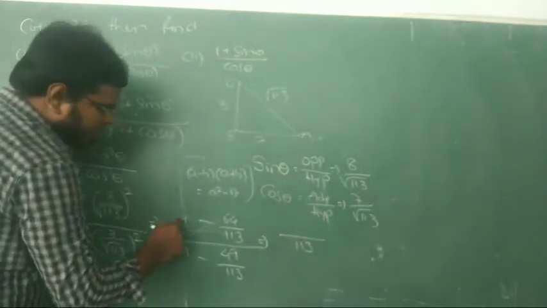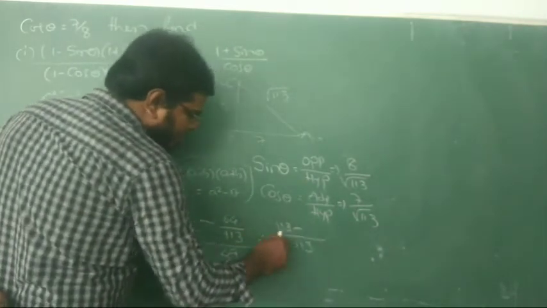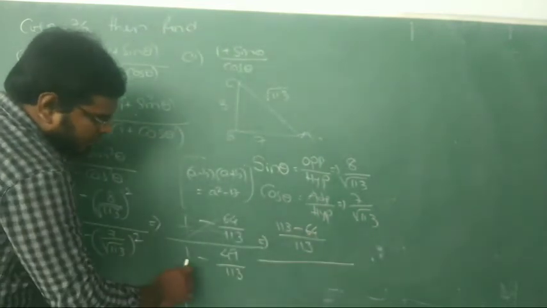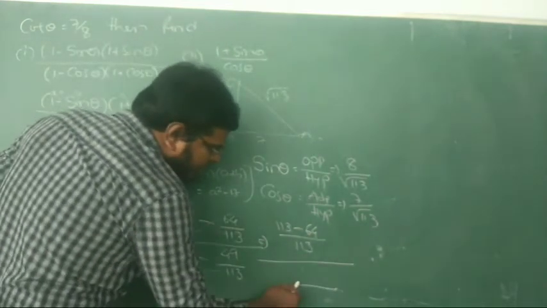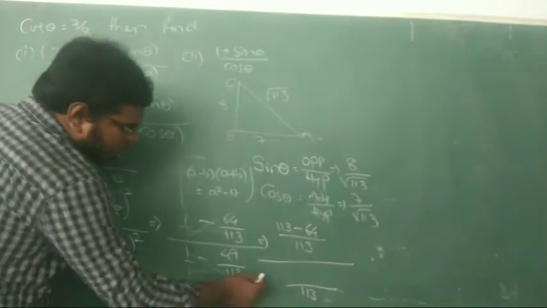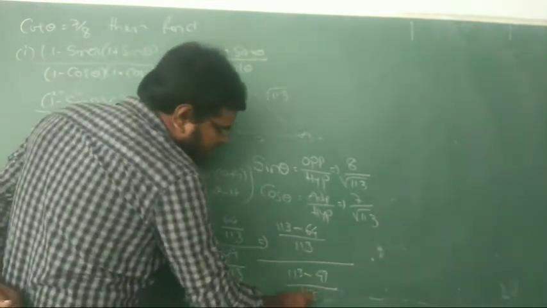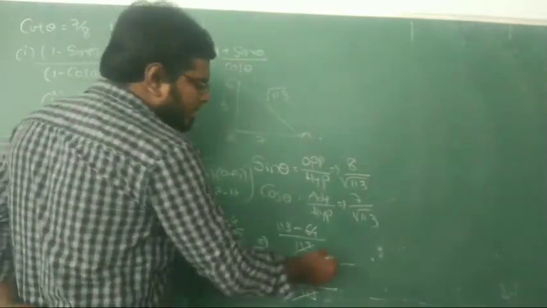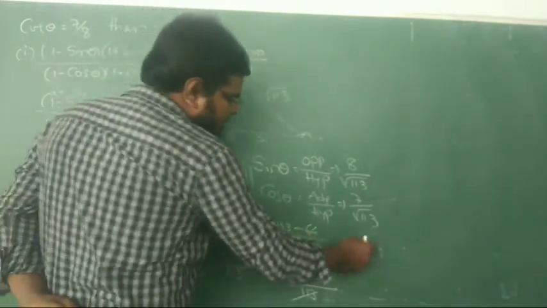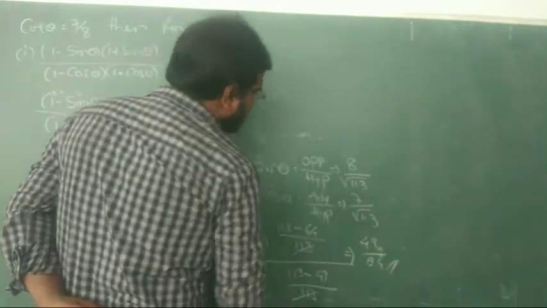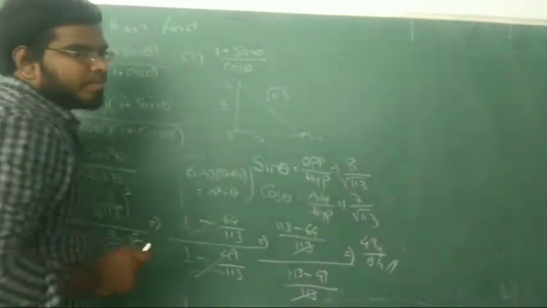Then the next step, take the crisscross. 113 into 1, 113 minus 1 into 64, 64. And here also 113 is 113, 113 minus 49. And this denominator is cancelled. Then remaining here 49, here 64. That's it. And this one is the homework.